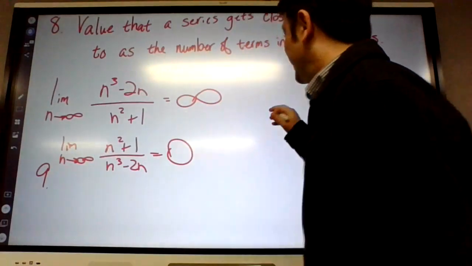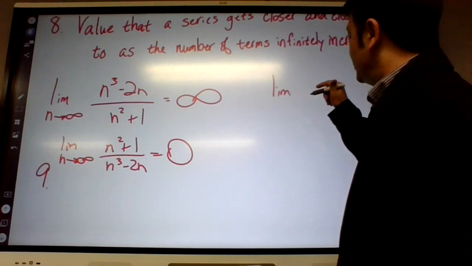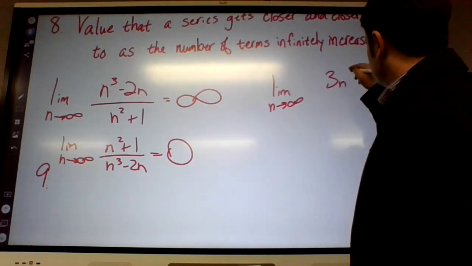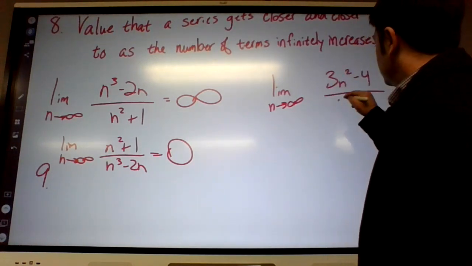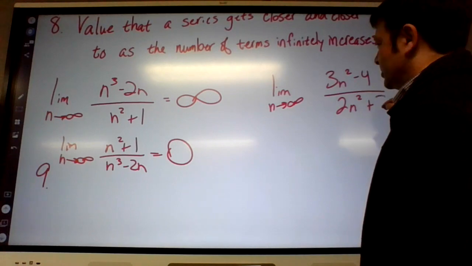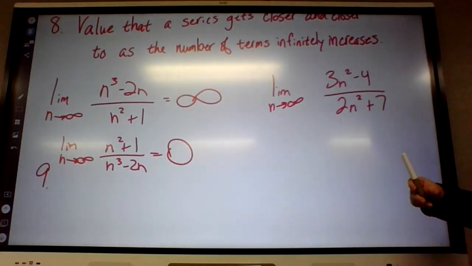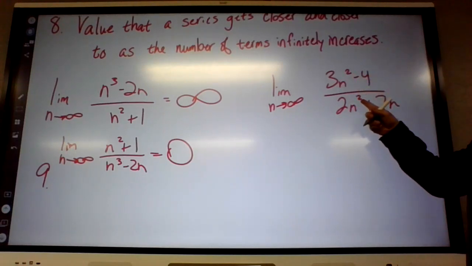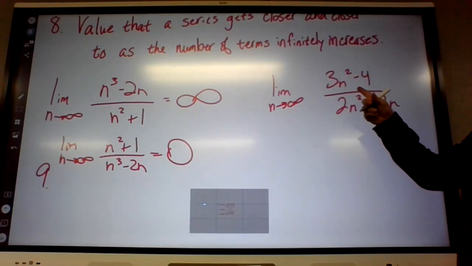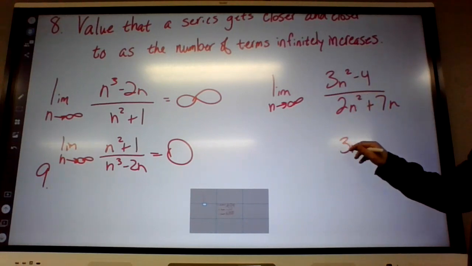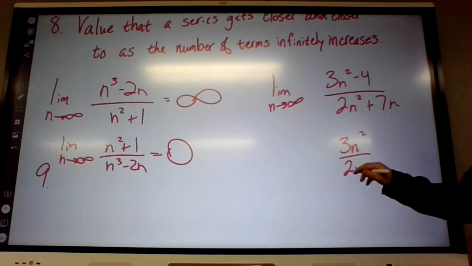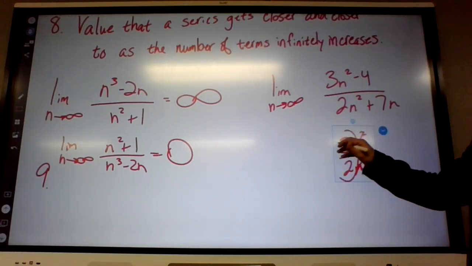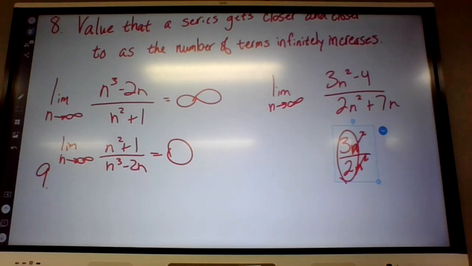If it is a tie, and this is like 9a here, I feel like this might be like number 9. I was trying to make it up, but if it's a tie, what happens? So they both have an n squared as their highest power. That's called the degree. The number's in front, basically. These kind of just cancel each other out, and it just kind of reduces to whatever that is. So it would be 3/2.